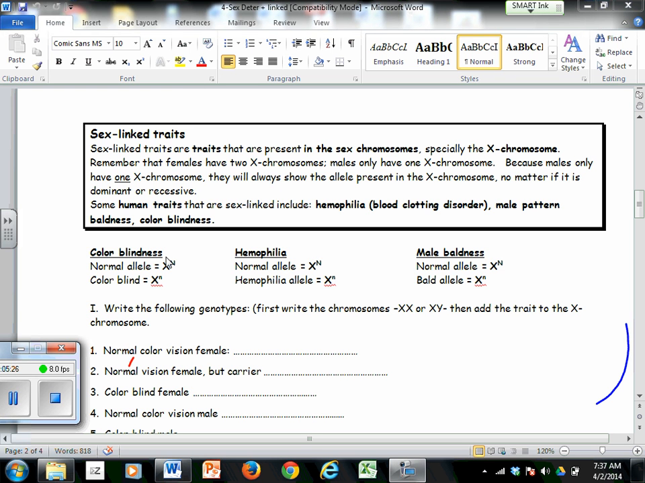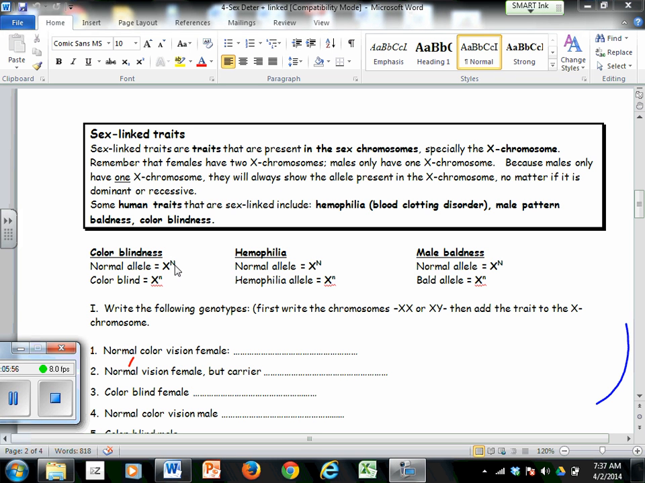So here are the three traits that we're going to be talking about. Color blindness. Color blindness is a recessive trait. Hemophilia, that's another recessive trait. And male pattern baldness is another recessive trait. So we're still going to use capital and lowercase letters to symbolize or express these traits. We're just going to attach those uppercase and lowercase letters to the X chromosomes now.